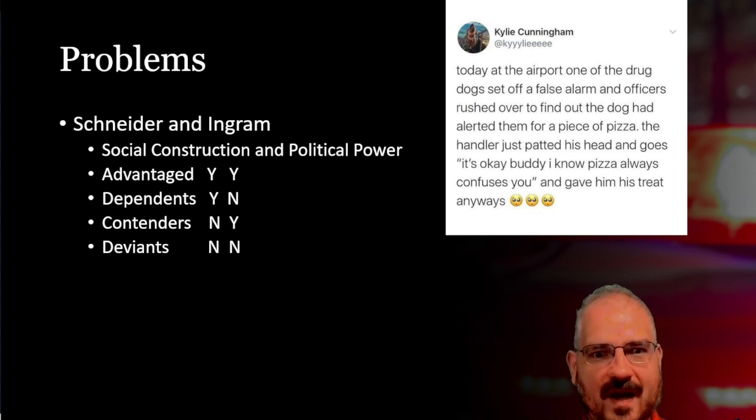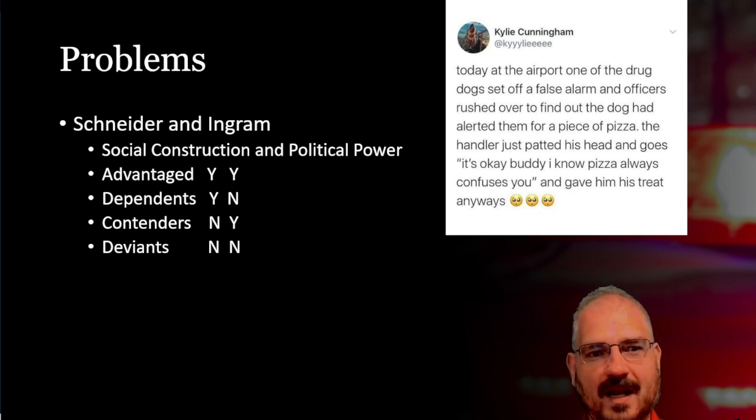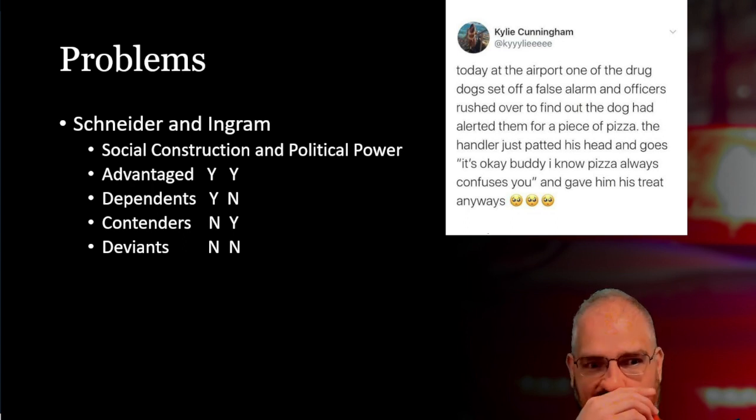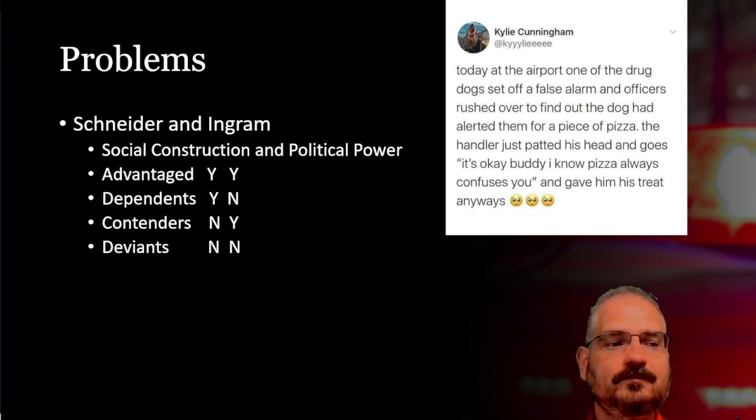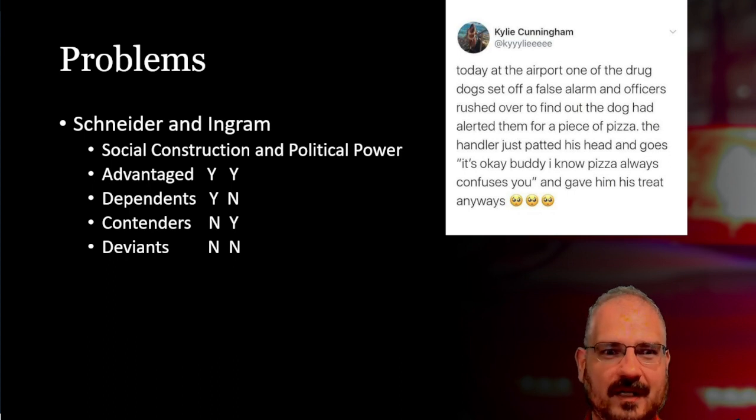And based on those two variables, Schneider and Ingram created these four groups, right? The advantaged, which have both positive social views and political power. So this would be like veterans groups, right? They're seen very positively by society, and they also have a decent amount of political power and the ability to contact legislators or other policymakers and get their concerns actually addressed.